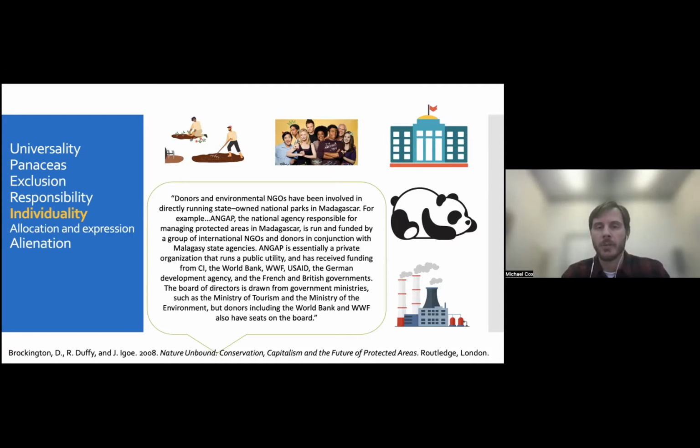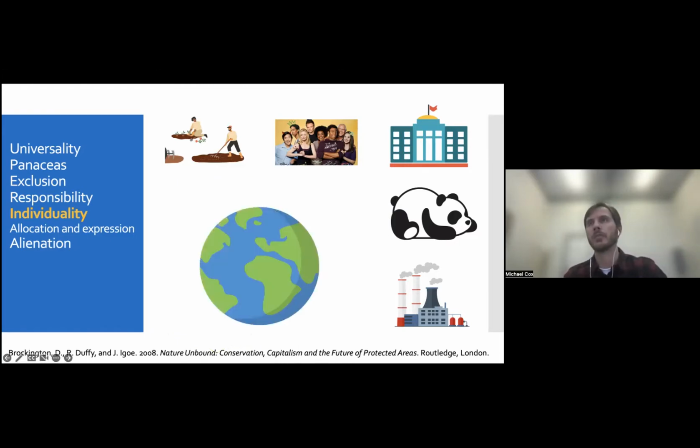The board of directors is drawn from government ministries such as the Ministry of Tourism and the Ministry of the Environment, but donors, including the World Bank and WWF, have seats on the board. And there are other examples from Madagascar in that book, where there's this really complex confluence of large corporate, NGO, and state actors that again makes it difficult to say, okay, what bucket do we put this under if we're going to try to answer the question of who should own the environment, what type of actors have better versus worse effects. And so one of my big takeaways from this part of the book is that we need to move beyond thinking about modalities and who should own the environment, because ultimately it's going to be a complex suite of things, and there's going to be overlaps in the real world about who's doing what.